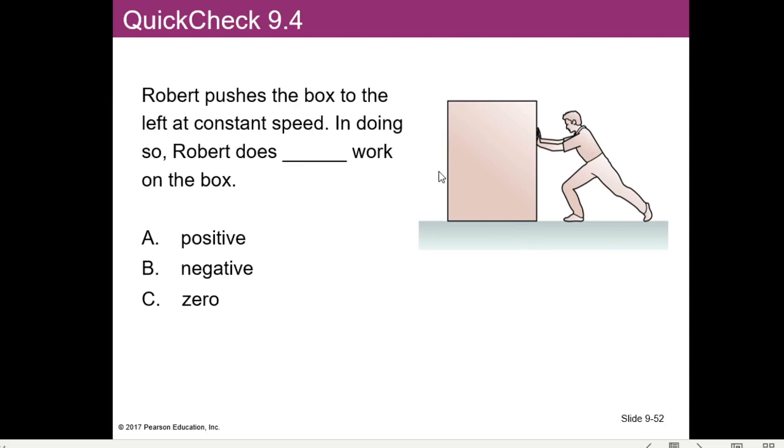Okay, now that we've done the free body diagram, at least in our heads, let's talk about the work. What is the work that Robert does on the box? Is it going to be positive, negative, or zero? Well, we can see that the force is in this direction that Robert is pushing with, and the displacement is also in this direction. Therefore, the force and the displacement are in the same direction, so it must be positive work. The correct answer is A.